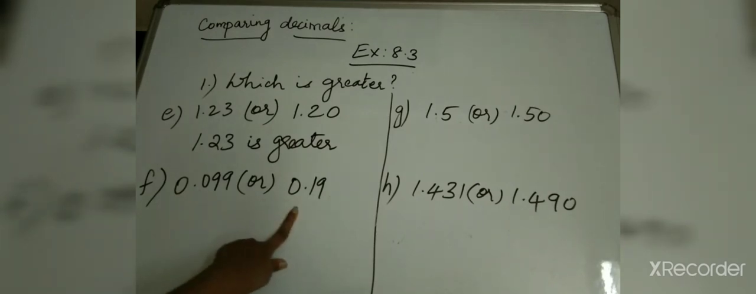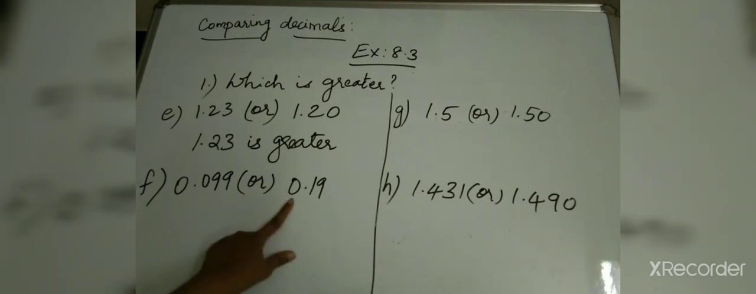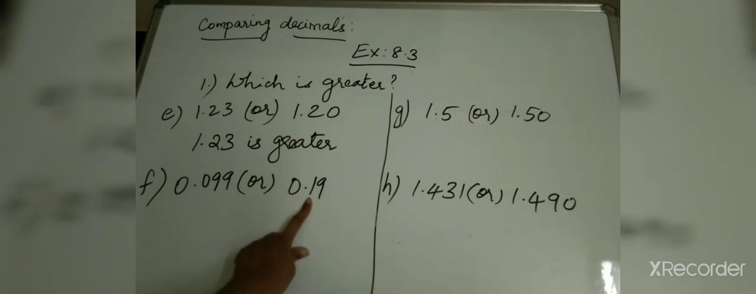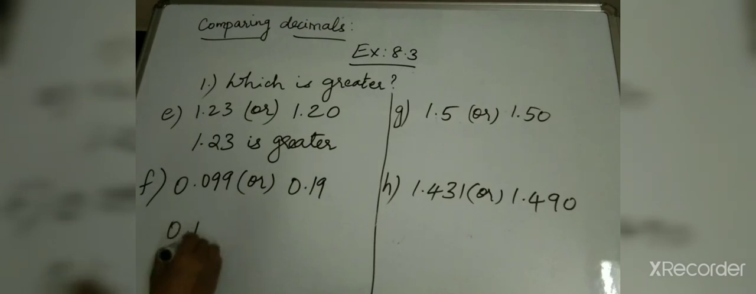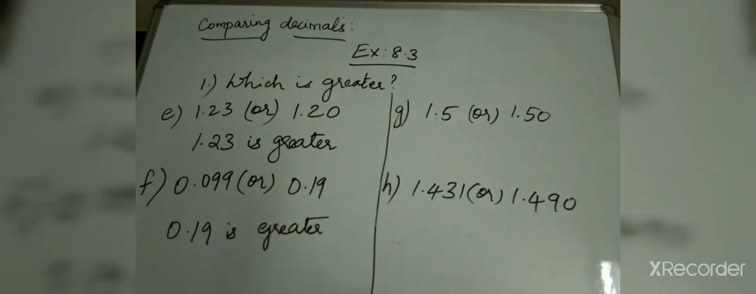Next one, 0.099 or 0.19. Okay, so leftmost digit is 0 here, here also 0. Now next one is 0 here, here you have 1. So which is greater? 1 is greater. Okay, so 0.19 is greater. Clear?